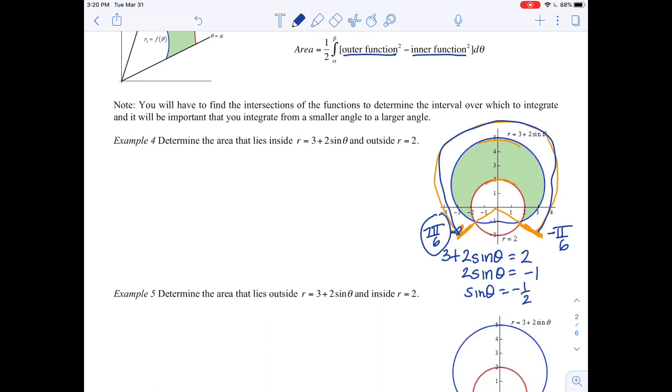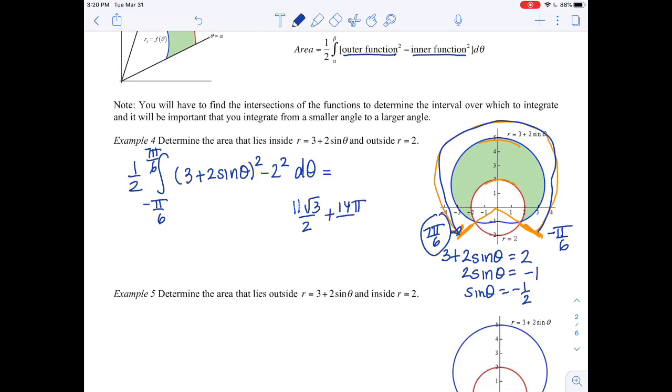So as I set this up, 1/2 integral from negative pi over 6 to 7 pi over 6. And again, now it's going to be the outer function, so that's 3 plus 2 sine theta squared, minus the inner function, which is 2 squared, d theta. When you eventually work that out, here's what the exact value comes out to be: 11 radical 3 over 2 plus 14 pi over 3.